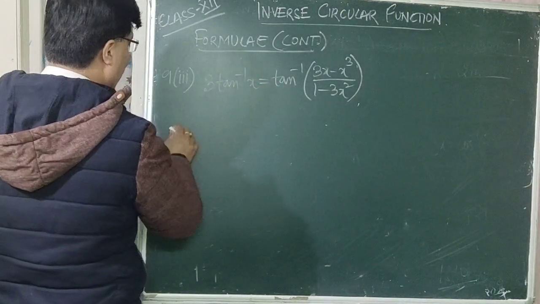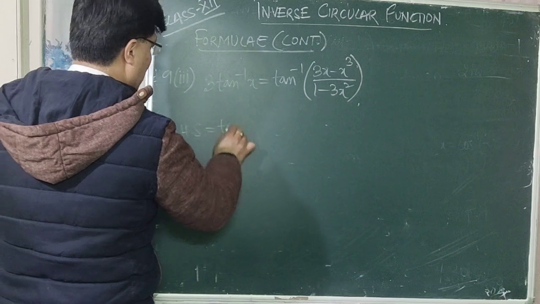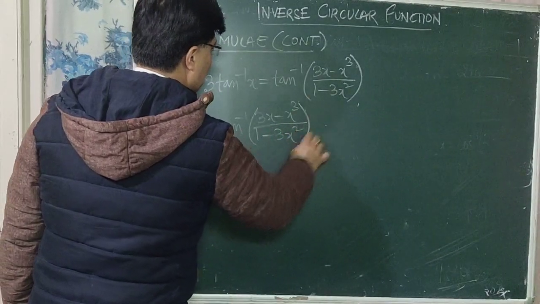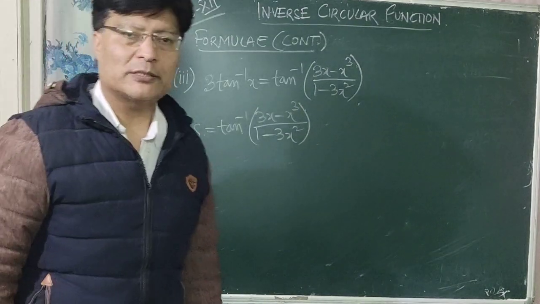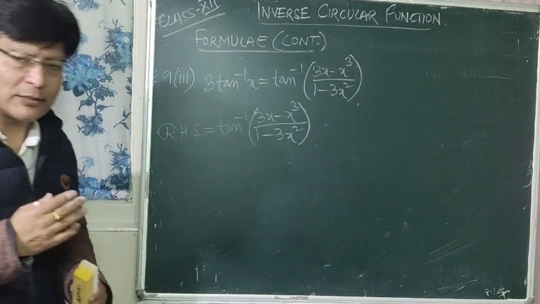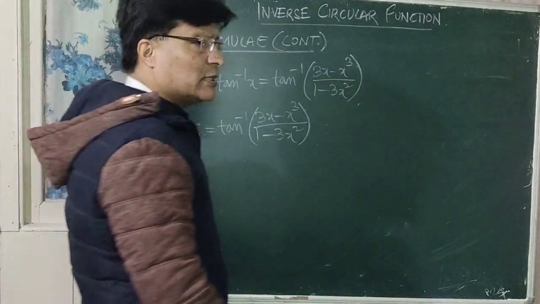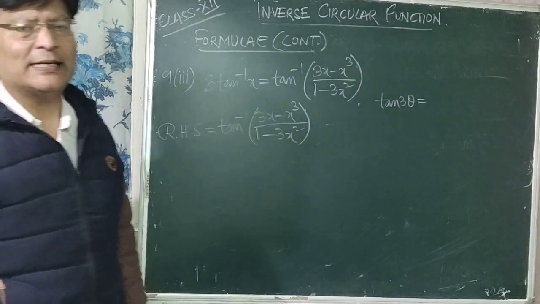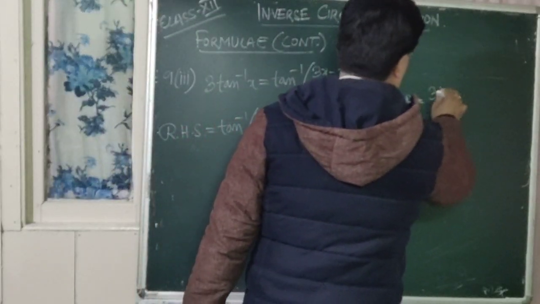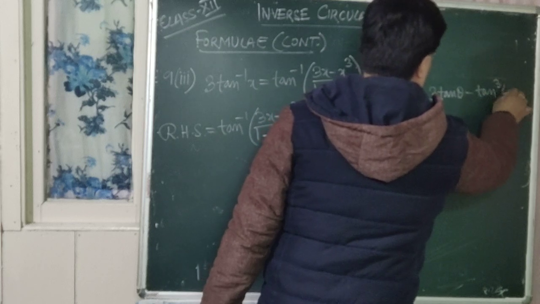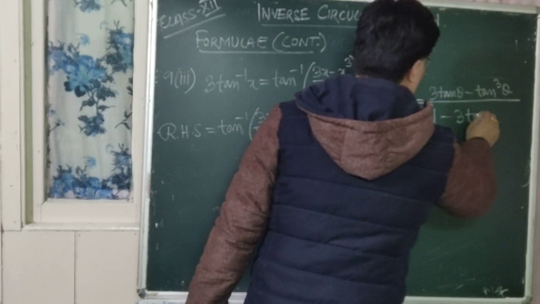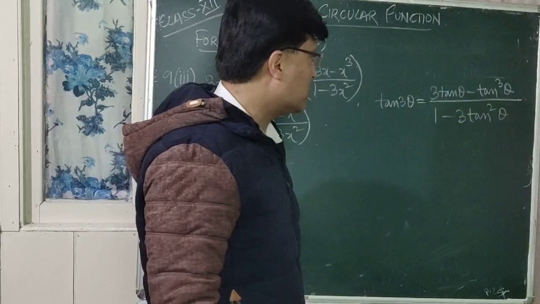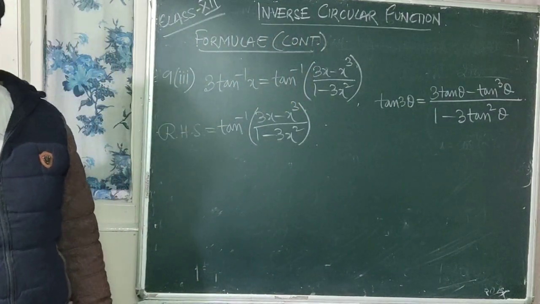So again let us prove it from right hand side. Tan inverse 3x minus x cube divided by 1 minus 3x square. So which formula from multiple angles you should use here? That is tan 3 theta, right? Tan 3 theta from multiple angles. What is the formula for tan 3 theta? It is 3 tan theta minus tan cube theta divided by 1 minus 3 tan square theta. So this is the formula. Is that right?